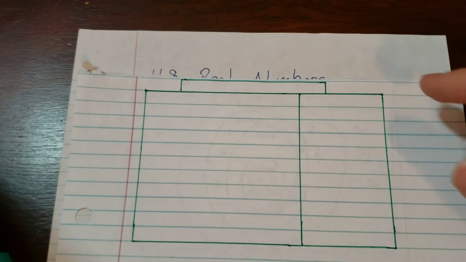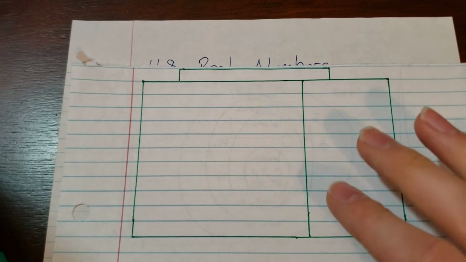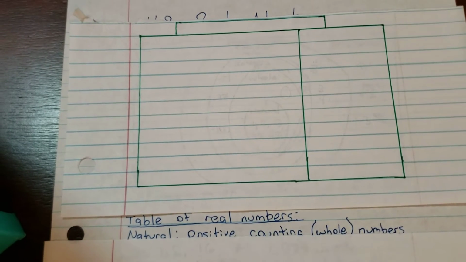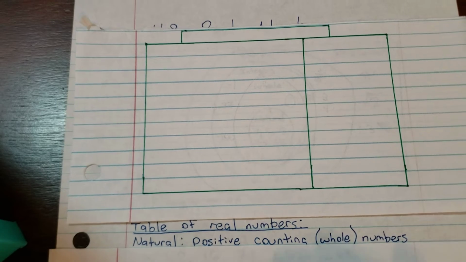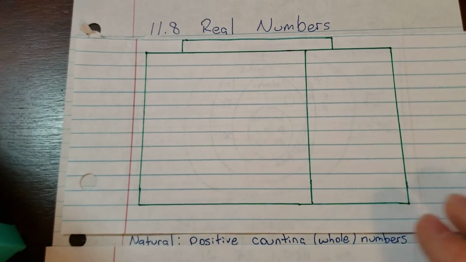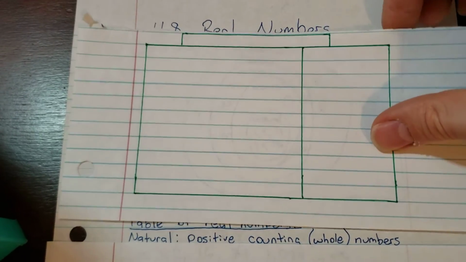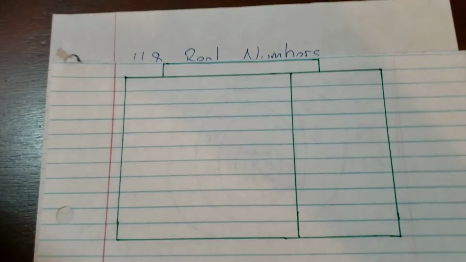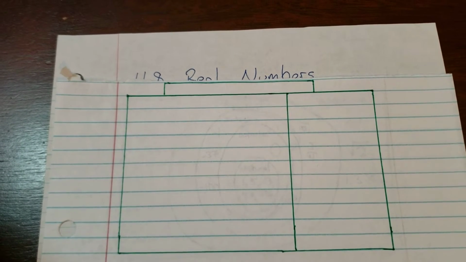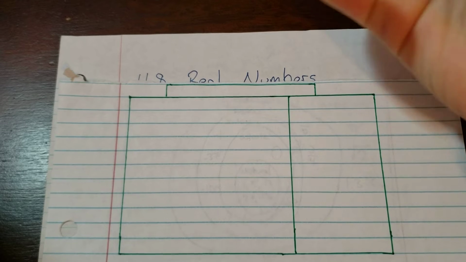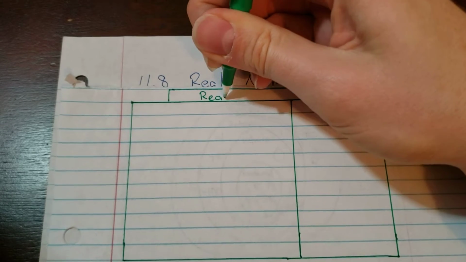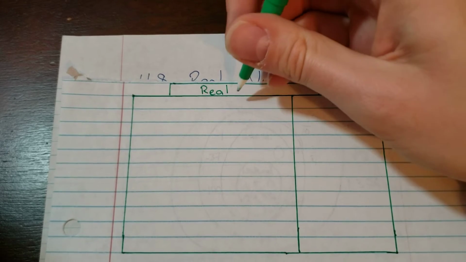So again, 12 lines, and then we have the table of real numbers at the bottom. So go ahead and do that. Give yourself 12 lines here at the top of the page, and then we're going to go into the table of real numbers. But first, in this little heading box on top, we're going to put real numbers.